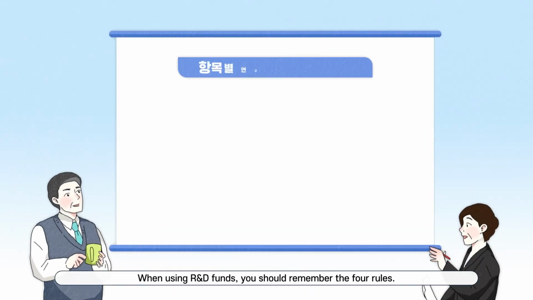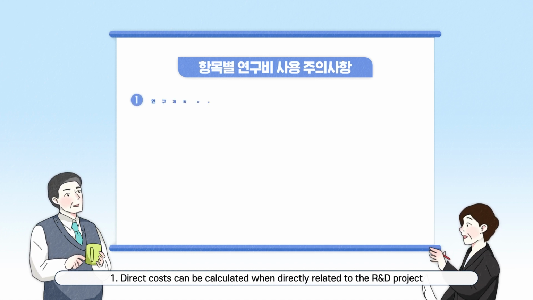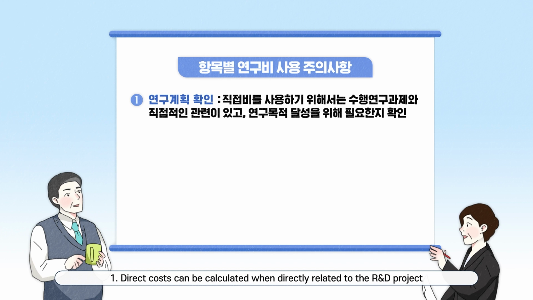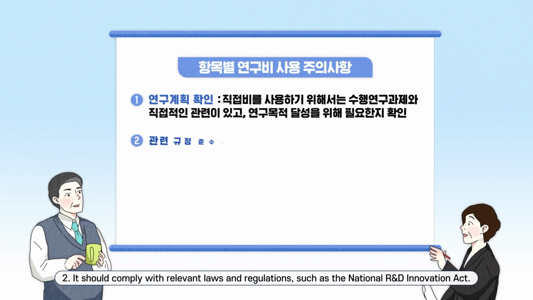When using R&D funds, you should remember the 4 rules. Direct costs can be calculated when directly related to the R&D project and it is necessary to achieve research aims. It should comply with relevant laws and regulations, such as the National R&D Innovation Act.